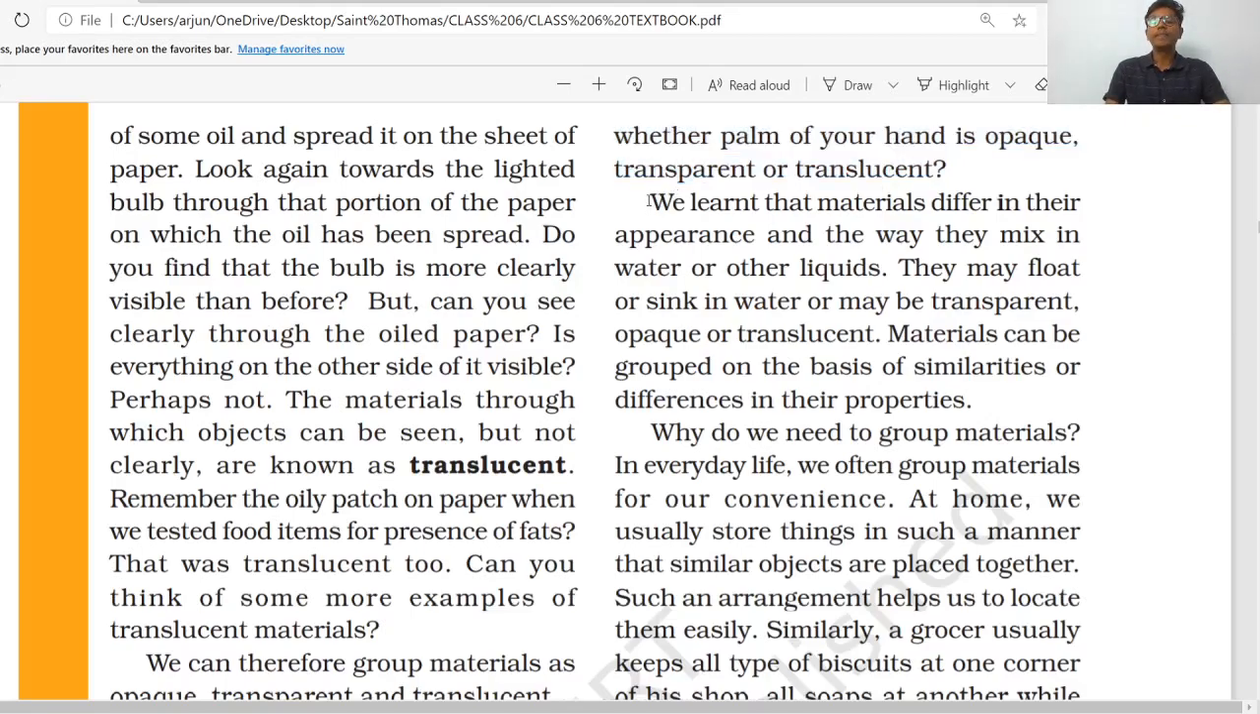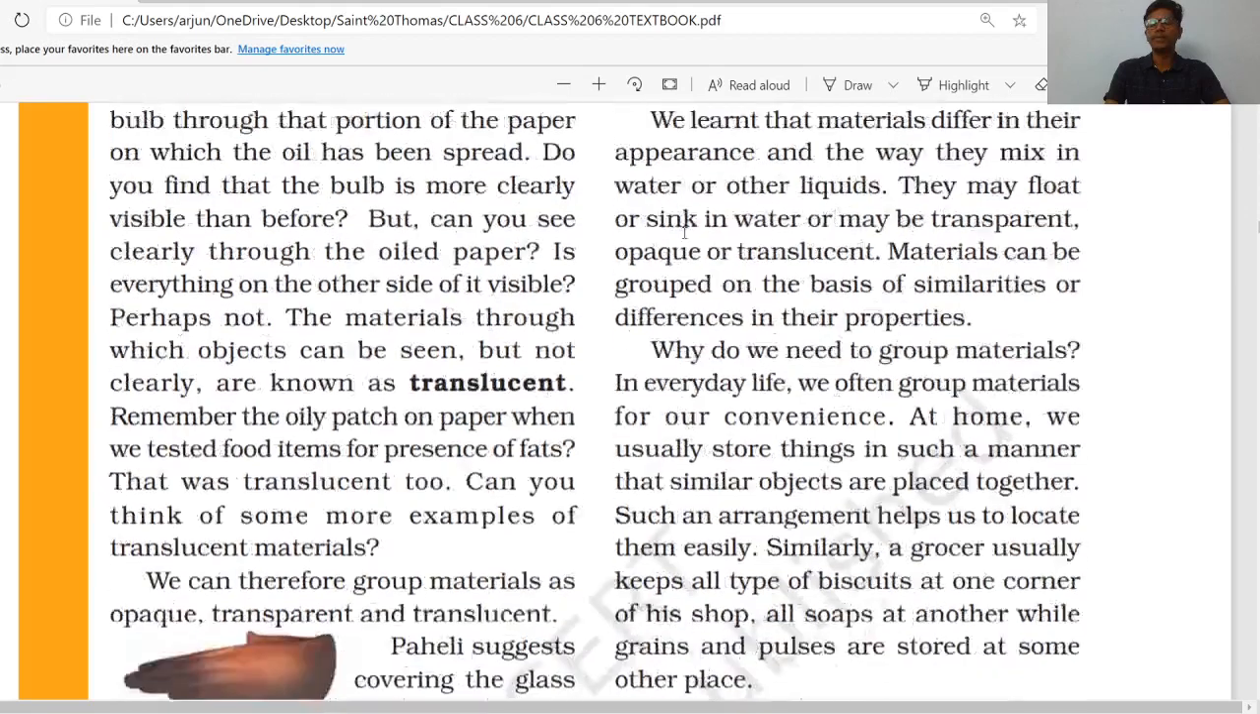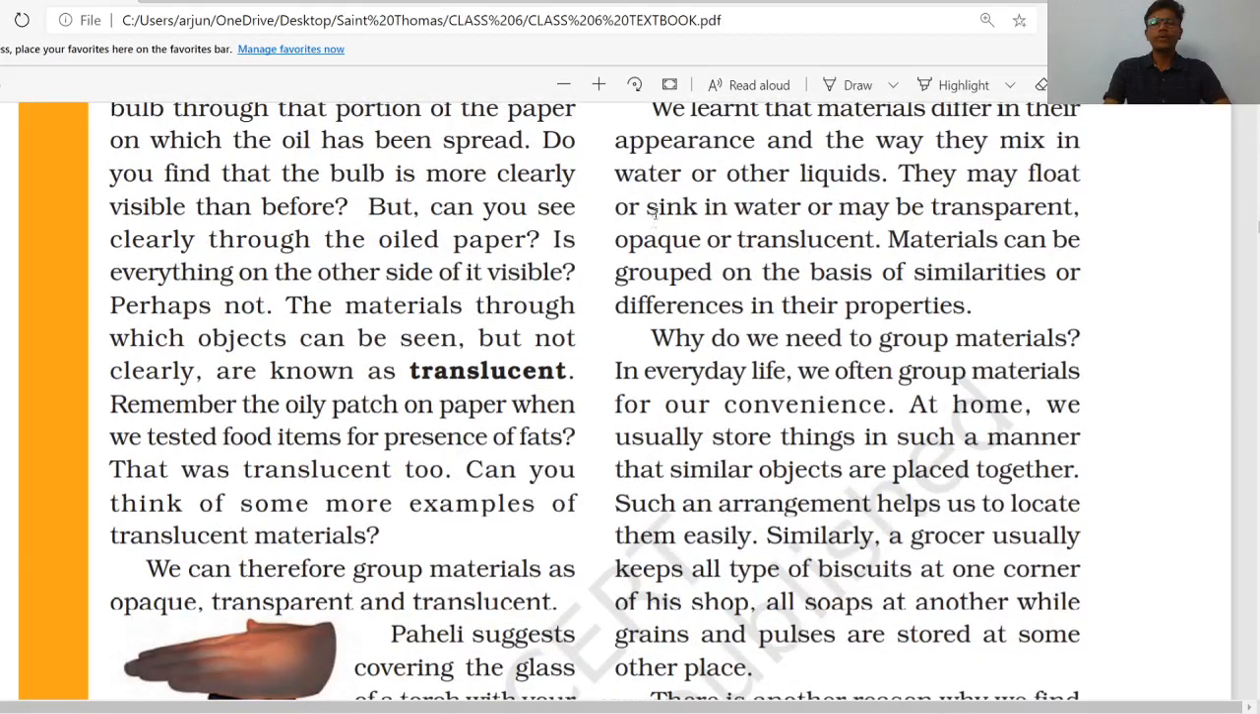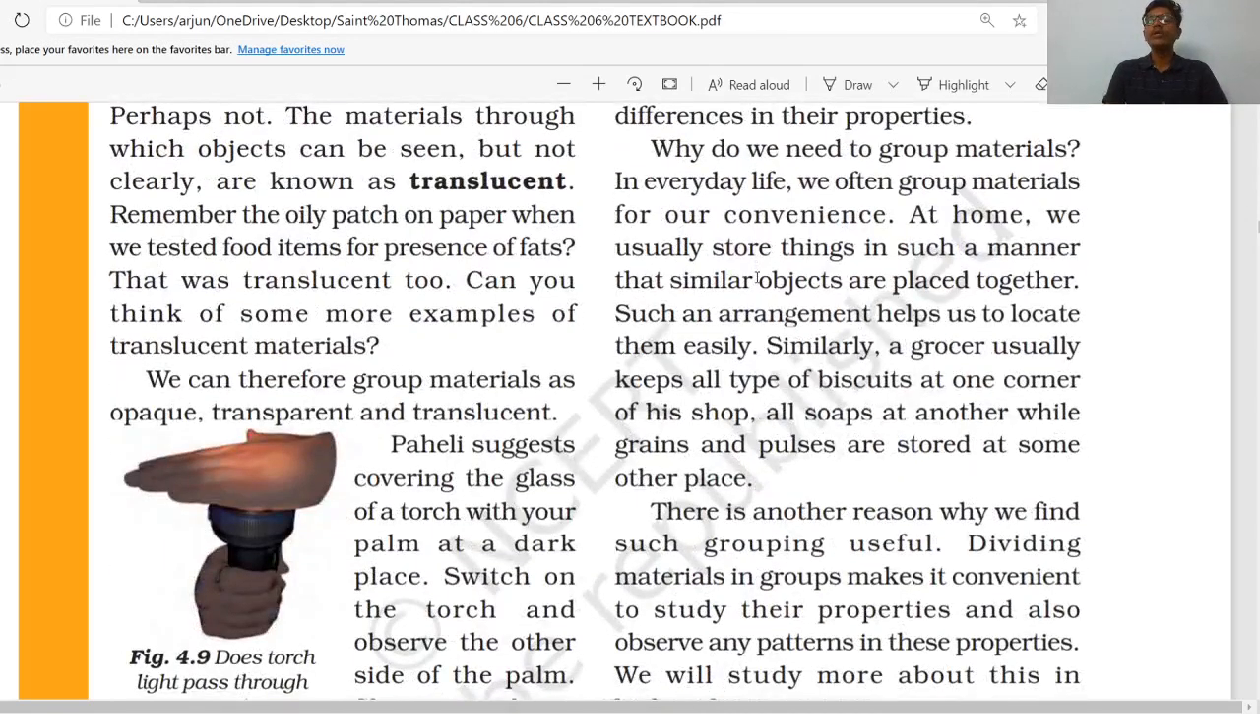We learned that materials differ in their appearance and the way they mix in water or other liquids. They may float or sink in water, or may be transparent, opaque, translucent. Materials can be grouped on the basis of similarities or differences in their properties. Why do we need to group these materials? What was the reason to learn this whole chapter? Why are we studying to group all the materials?